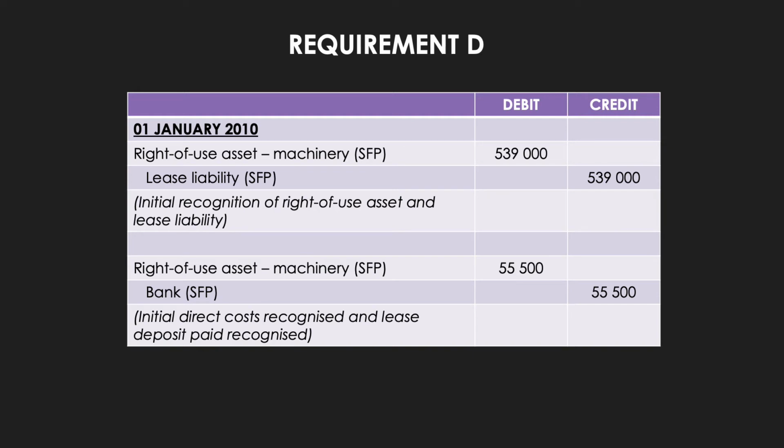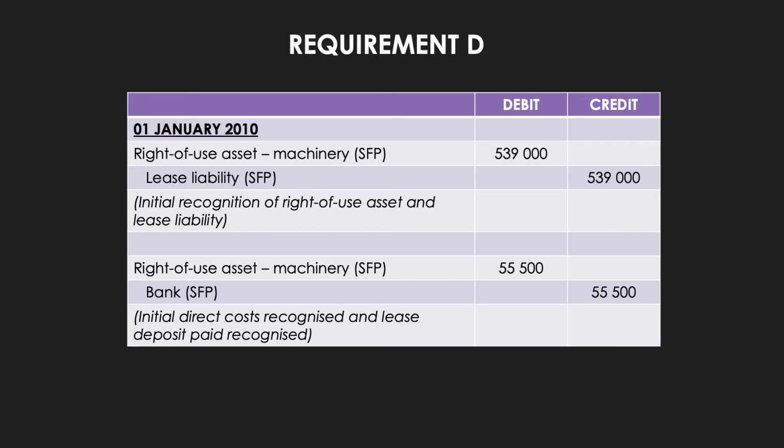But then we know that we add or deduct a whole lot of things from that present value of the lease liability in order to get the actual cost of the right of use asset. And we know when we calculated our cost that the cost of our right of use asset is not 539,000, it's 594,500. So we need to prepare a general journal entry to get the cost to be what it should be.